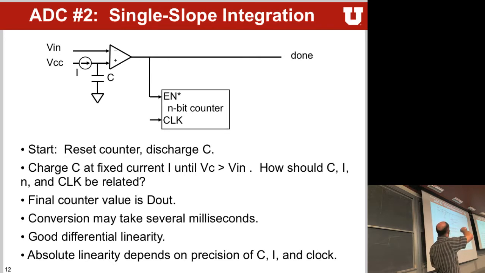No, this is a voltage you are interested in measuring, right? You have a constant current source, so this will always output a perfectly constant current. Dump it into this capacitor. So the voltage over the capacitor will increase over time, right? Once it reaches Vin, then this will switch and it will disable the counter.